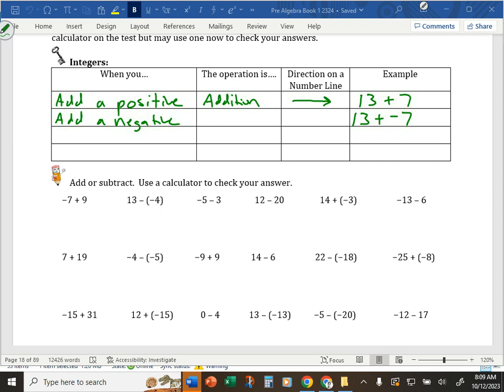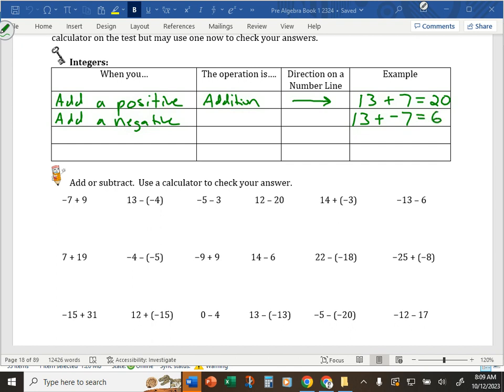And how's that going to affect the answers to each of them? What is 13 plus 7? Yeah, what is 13 plus 7? 20. 20, okay? Is 13 plus negative 7 also 20? No, it's negative. It's negative because a negative plus a positive is always a negative. Well, we don't have a negative plus a positive here. It's not negative 6. It's 6. It's positive 6.